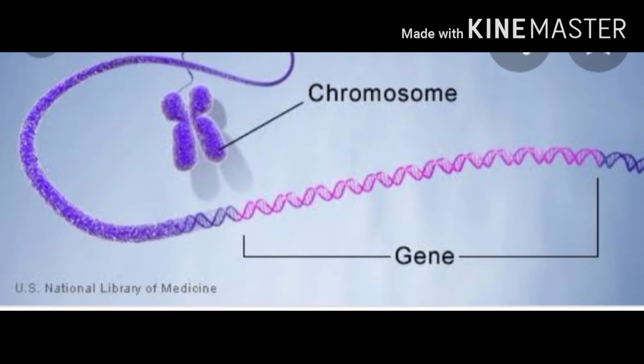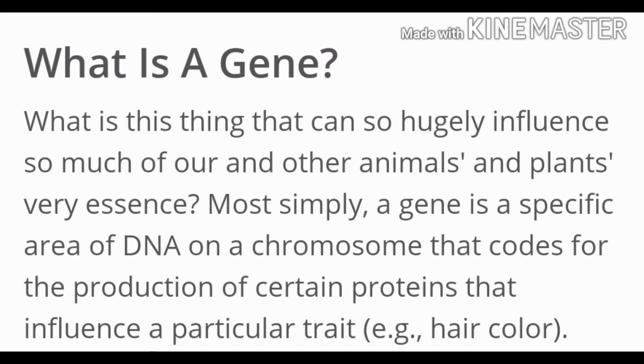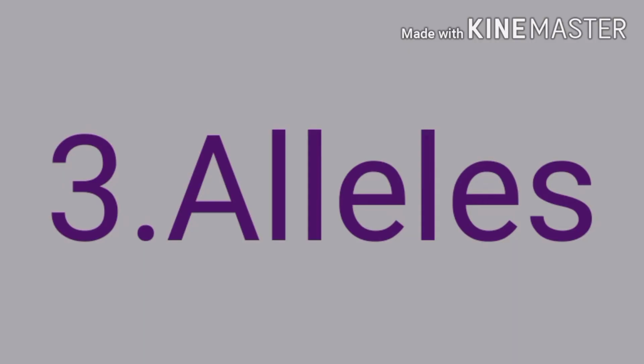As you can see here, the chromosome contains the genes. So let us understand the next term. What are genes? A gene is a specific area of DNA on a chromosome that codes for the production of certain proteins that influence a particular character or trait. For example, hair color. Let us understand the third term, alleles.